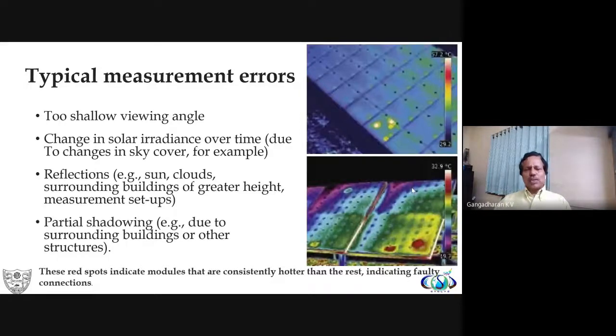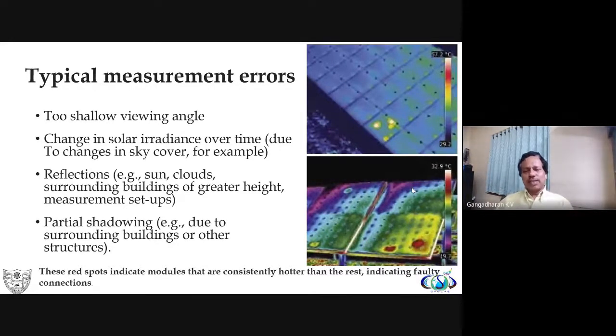Typical measurement errors are a too shallow viewing angle. When I say too shallow, it is from the vertical, I'm taking it almost horizontal and trying to see. Nobody does a horizontal thermal imaging, but especially with a drone, if you have taken it to a far away place, then the angle comes quite different. So that is one issue which we saw.